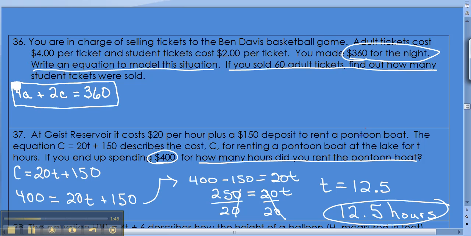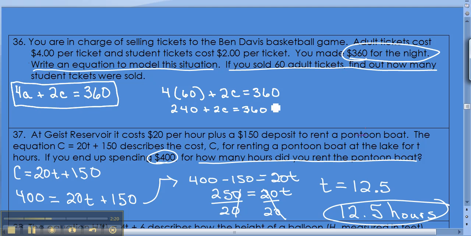Next it says, if you sold 60 adult tickets, find out how many student tickets were sold. So you're going to use that equation, and you're going to put 60 in for A. So you get 4 times 60 plus 2C equals 360. You're going to simplify the equation by multiplying. So you get 240 plus 2C equals 360.